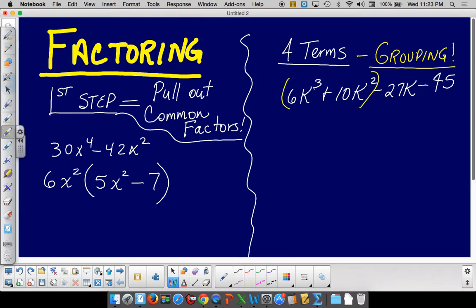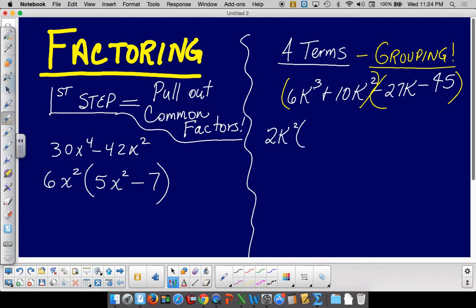But when you group the first 2 and you group the last 2, be sure when you group the last 2 that you include the sign on that 3rd term. So as I look at the first 2, just the first 2, ignore the last 2. What's in common to just the first 2 terms? Well, 6 and 10 would have 2 in common. And how many k's could I pull out? Well, yep, looks like I could pull out k squared. So if I pull out a 2 and a k squared, what would be left in there?